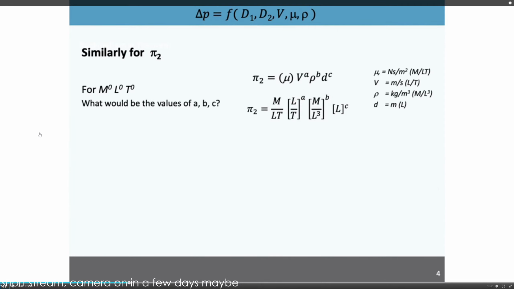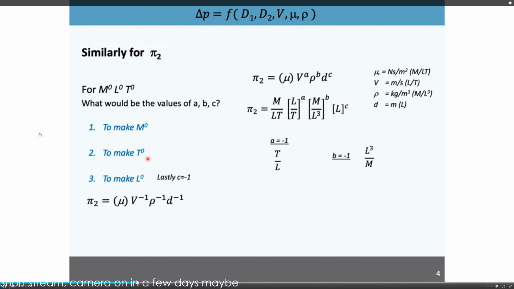Now similarly for the second pi group, how to make M to the power 0? You're going to put B equals minus 1, and this term M and this term M will cancel out. And then how to make this term T equal to 0, you're going to make A equals minus 1, and then lastly you put C equals minus 1, and the length term will cancel out. So eventually you have the second pi group.